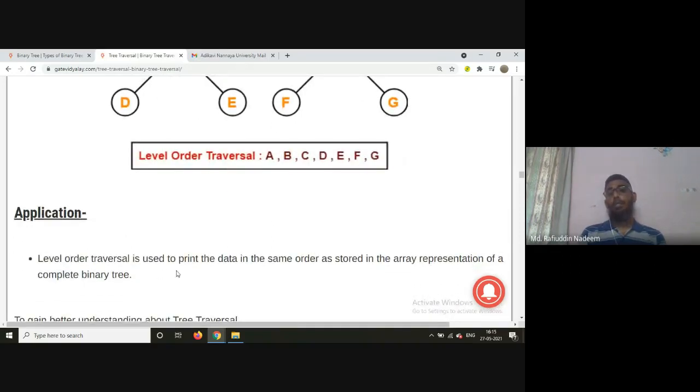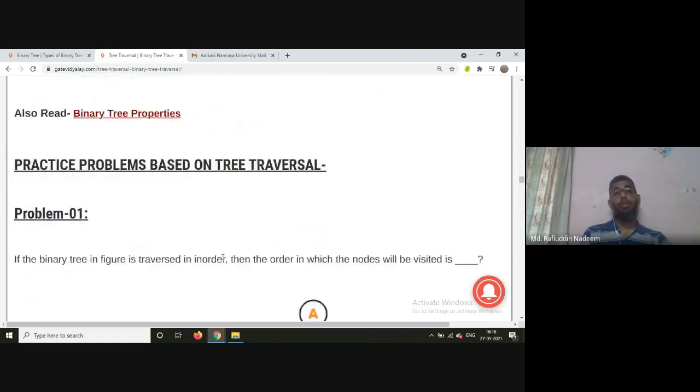Level order traversal is used to print the data in the same order as stored in the array representation of a complete binary tree. So what is the application of this? If you want to have the array representation of a complete binary tree, it will be displayed in the same order. So that is about the traversal also.